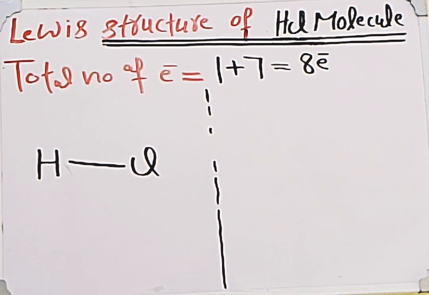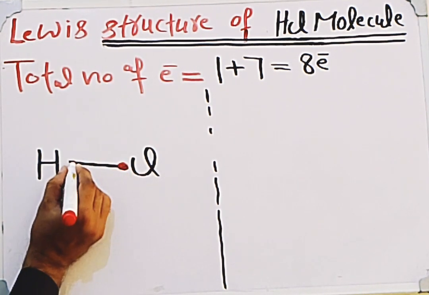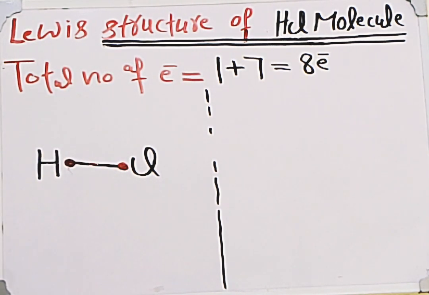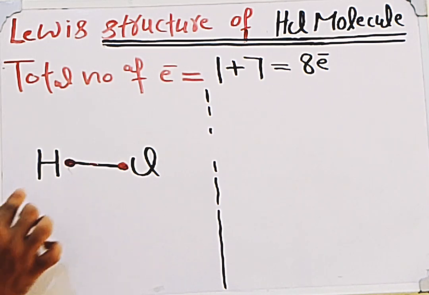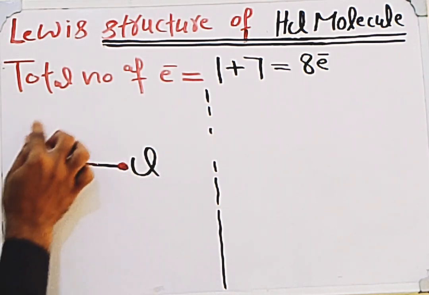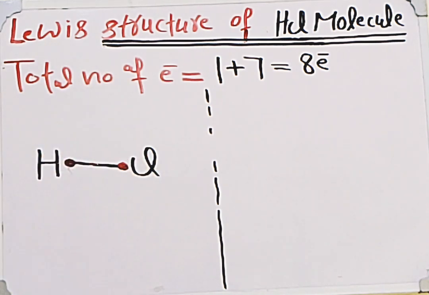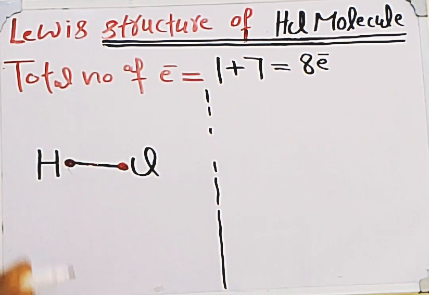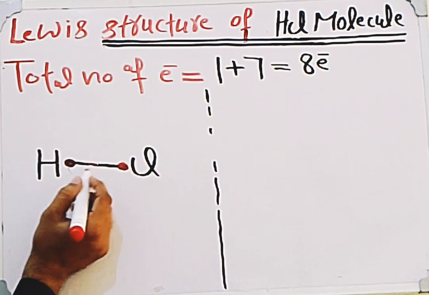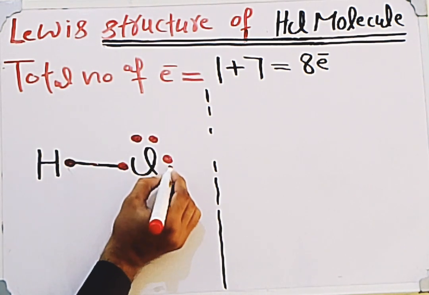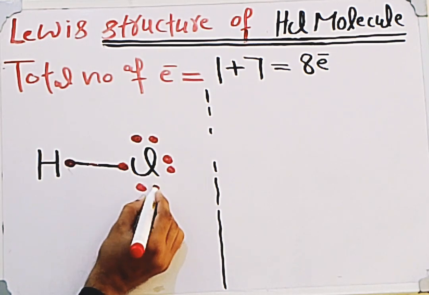So students, 2 electrons are used for bonding purpose, and a single covalent bond is formed. In this way, hydrogen completes its duplet and the hydrogen atom satisfies the duplet rule, like this. 6 electrons are present on chlorine: 2, 4, 6, 8.